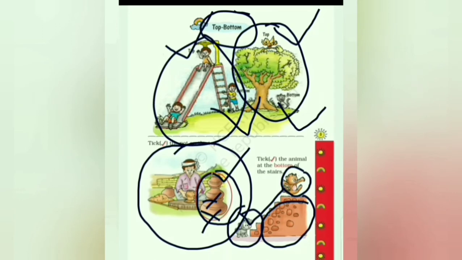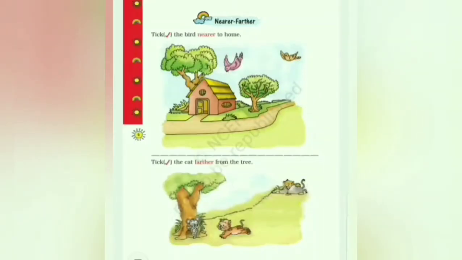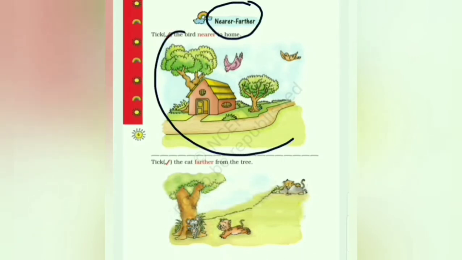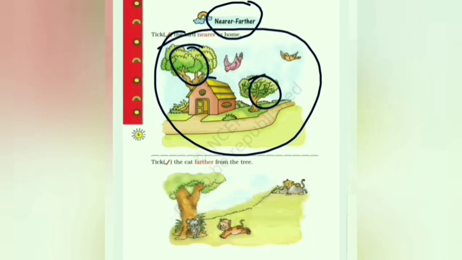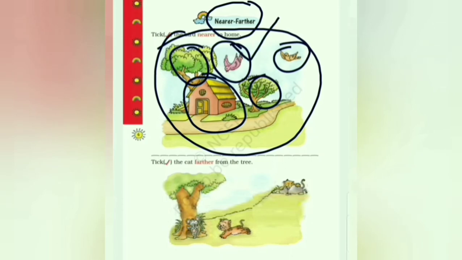Okay, from this concept we have understood कि ऊपर और नीचे, ऊपर को टॉप कहा जाता है और नीचे को बॉटम कहा जाता है. Okay, now we will discuss the concept of nearer and further. You can see this picture. In this you can see a tree, a home and birds. Now you have to find out which bird is nearer to the home. So this bird is nearer to the home. ये bird home के नज़दीक है.